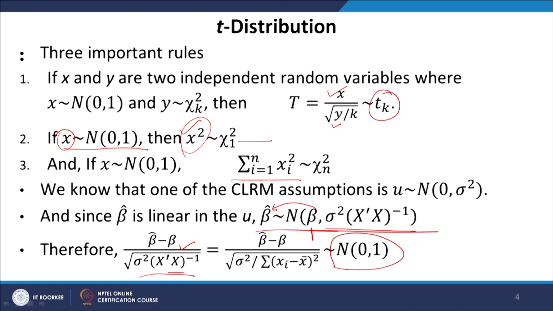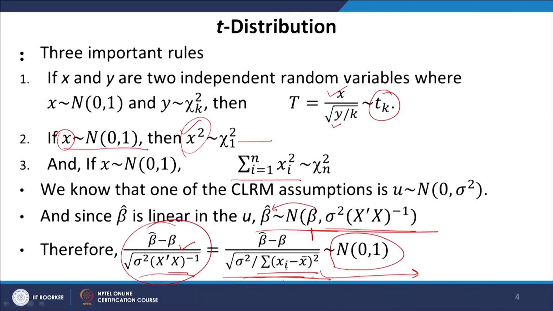This x prime x inverse can also be replaced with summation xi minus x bar whole square when we do not write it in matrix form in the first place, and this is also the case when we deal with simple linear regression. So, we have only one independent variable, suppose the independent variable is x, then we would be writing it in this format. Both are the same thing, right. In case of multiple regression analysis, we use it in matrix form, otherwise in its simpler form, and both follow a standard normal distribution with mean 0 and variance 1.